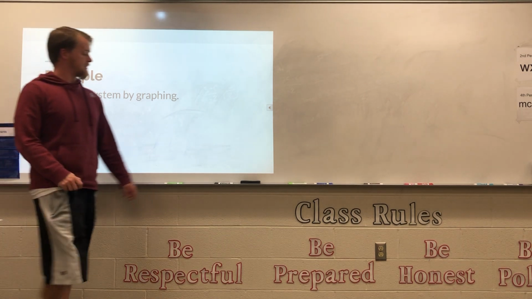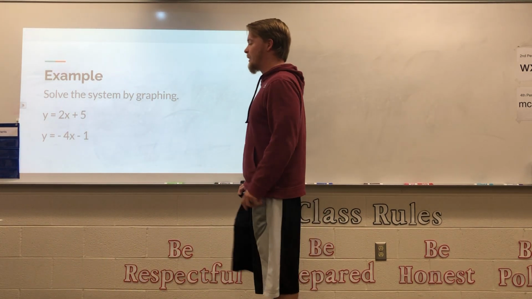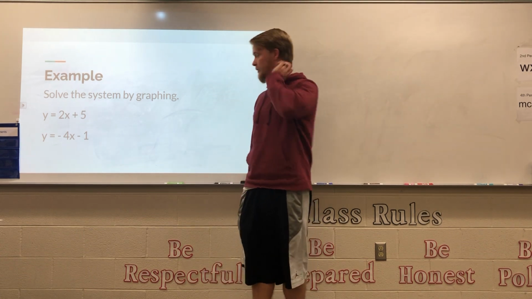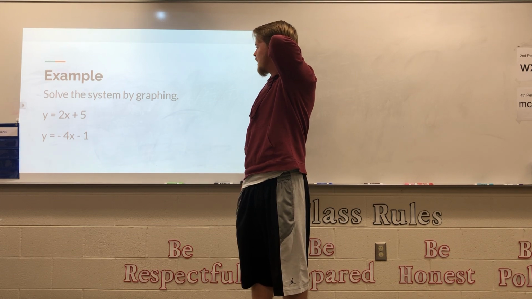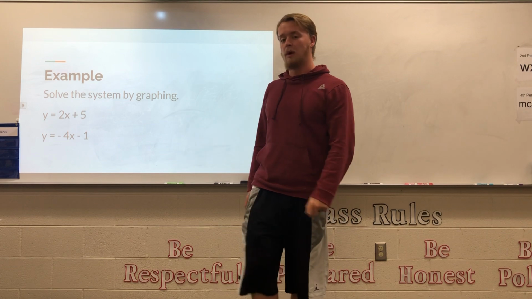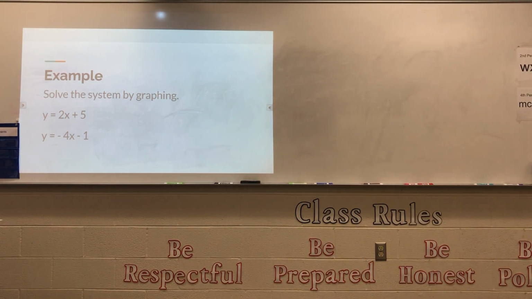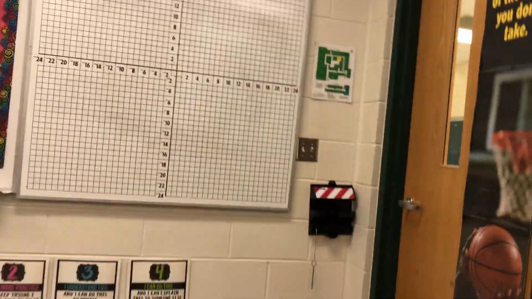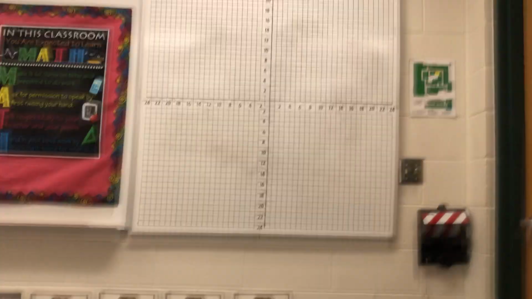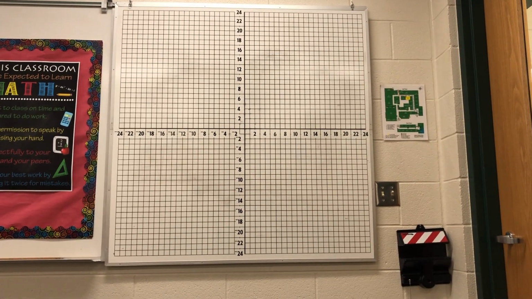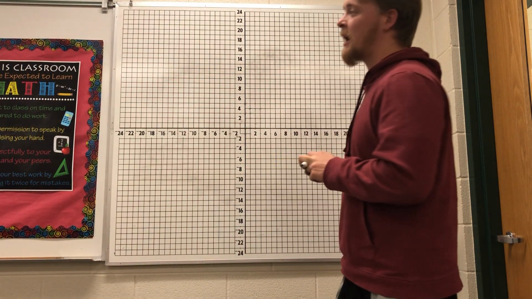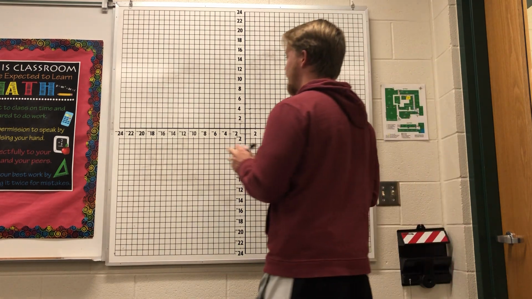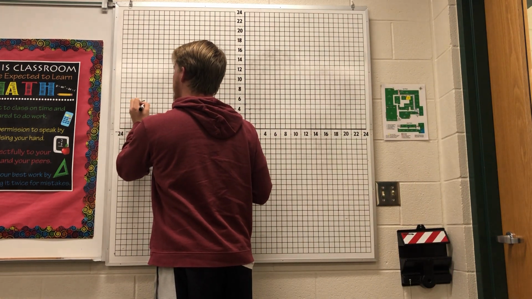So let's go ahead and look at an example. So make sure you write this down. I'm going to move the camera over to the coordinate plane. So we have: solve the system by graphing y equals 2x plus 5 and y equals negative 4x minus 1. So let's go ahead and move this over to the coordinate plane. So again, you should have that written down on yours. The first one, y equals 2x plus 5. So I'm going to write these over here. y equals 2x plus 5.